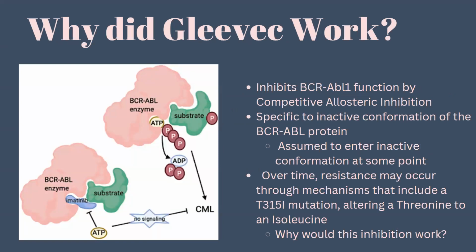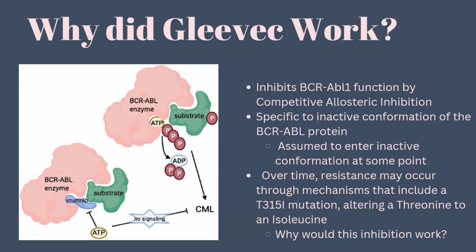So why does Gleevec work so well for cells that express BCR-ABL? It does so because it works as a competitive allosteric inhibitor, and it's specific to the inactive conformation of this protein. Like we talked about, it's constantly active, but there are points where it returns to the inactive conformation and then re-enters the active conformation. It does have transition points every now and then, and when it's in that inactive conformation, imatinib is assumed to bind, right into the pocket where ATP would bind.